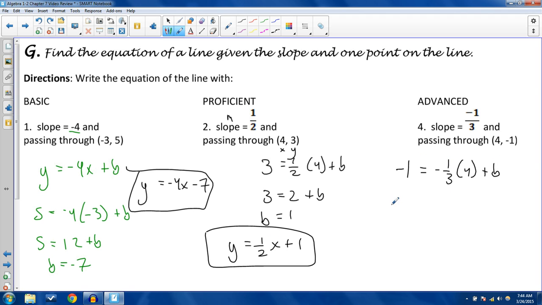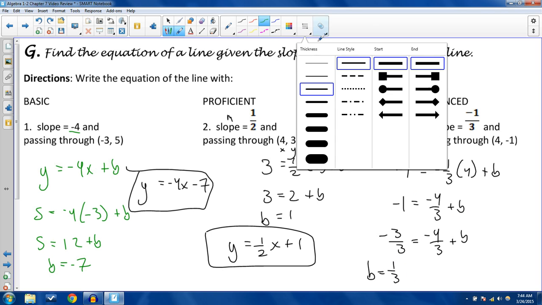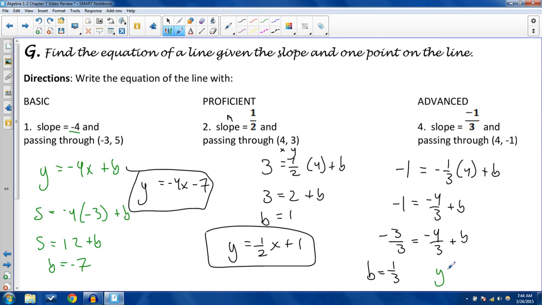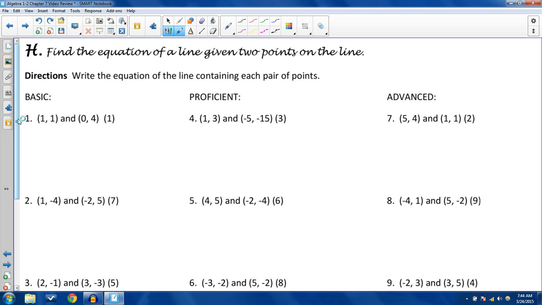Same thing. Y, m, x, and b. Negative 1 is negative 3/3. When I add 4/3 over, that'll be 1/3. So b is 1/3. So your equation then is y equals negative 1/3 x plus 1/3. Again, it's all about finding slope and y-intercept. In slope-intercept form, you literally need slope and y-intercept.